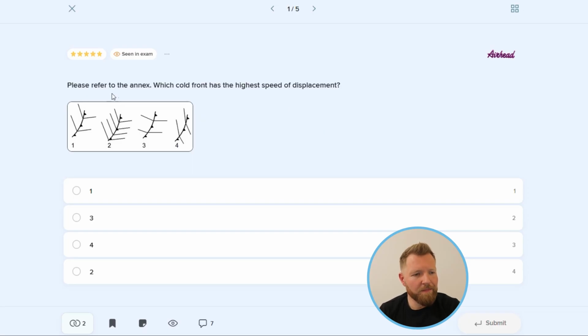Question number 1. Please refer to the annex. Which cold front has the highest speed of displacement? And we have here 4 examples with different isobars spacing.